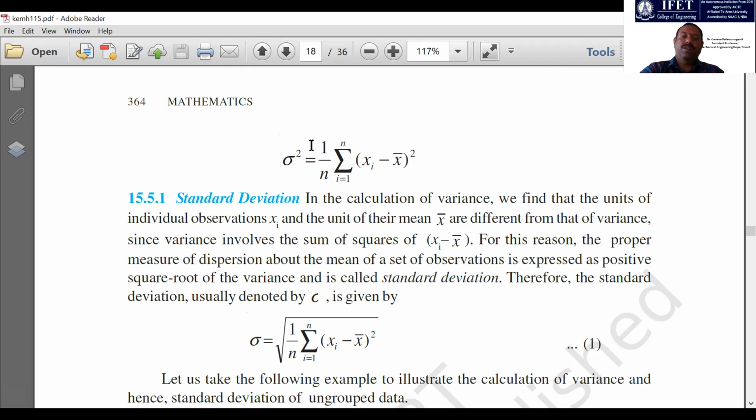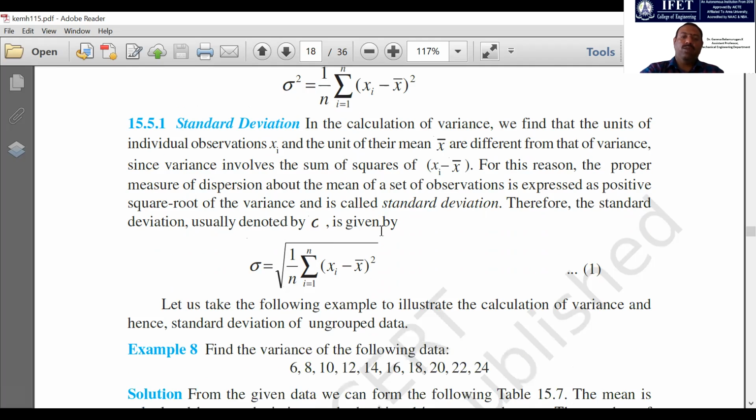So now if you take the square root, if you keep it as such, it means sigma square, 1 by n, this formula. This is called variance. We have to find out the variance. This is the first step to find out the standard deviation.